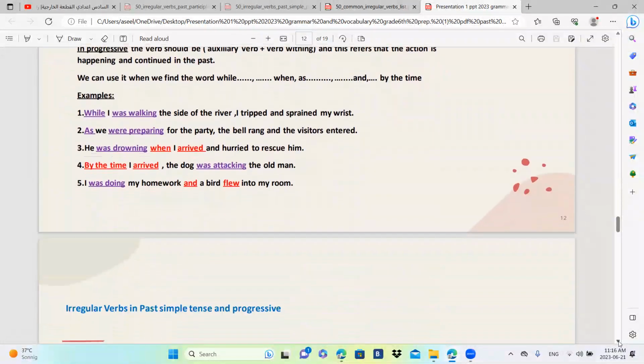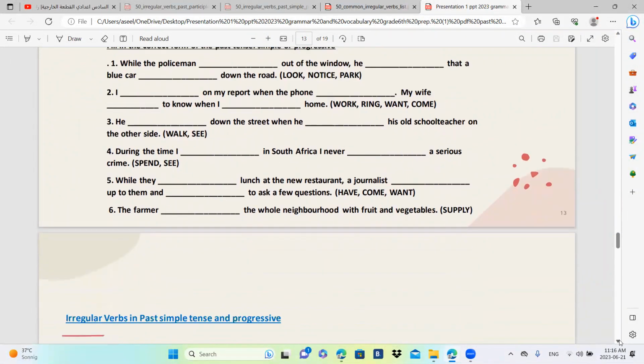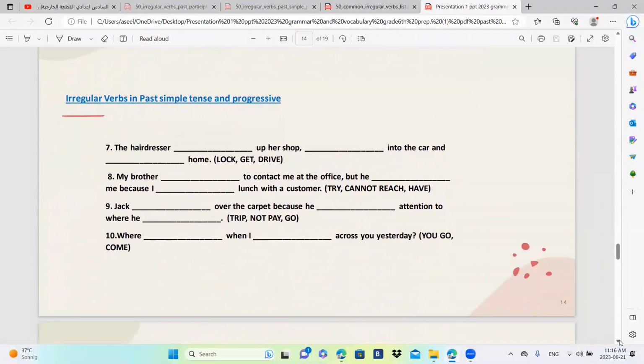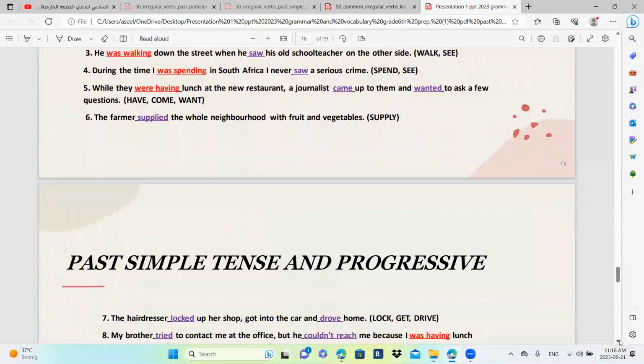This is for the past continuous. I need from you to fill in the spaces the correct verb and correct form of the verb, whether past simple tense or past continuous. After writing, you have the answers here. You will check your answers here.